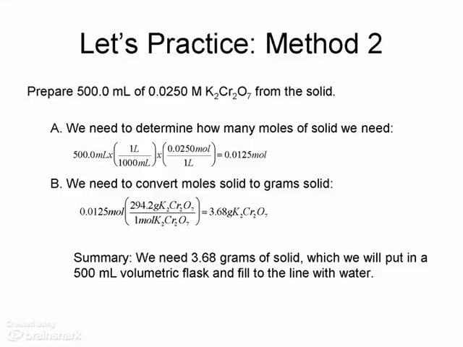So now we need to convert moles of solid to grams of solid, so we can use the molar mass of 294.2 grams per mole for potassium dichromate, and we get that we need 3.68 grams of potassium dichromate to make this solution. So the way that you would do that is you would take 3.68 grams of solid, put it in a 500 milliliter volumetric flask, and fill to the line with water, and you've made your solution.